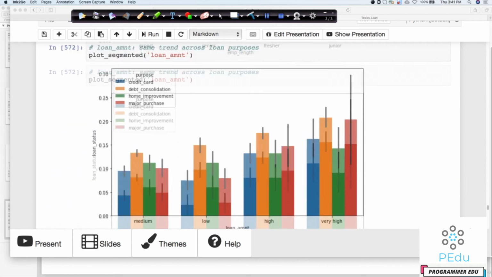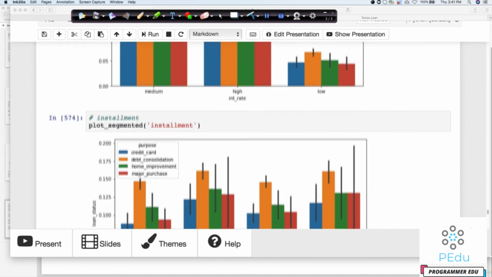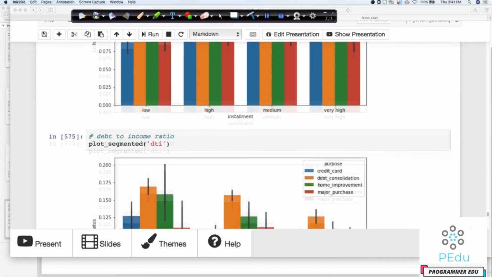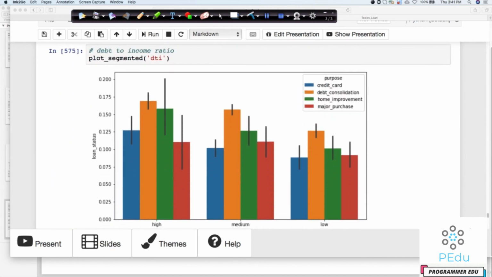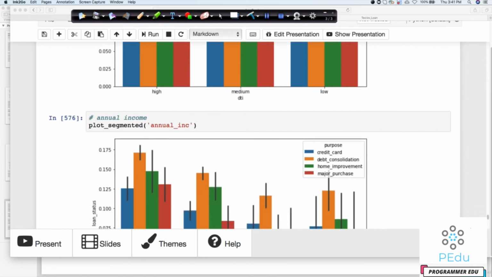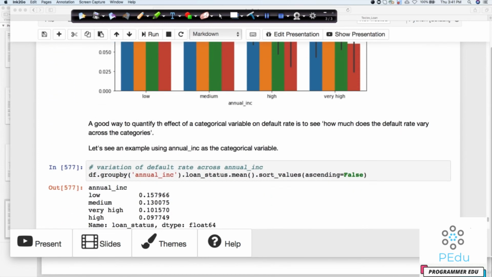Similarly, I'm going to do it for loan amount, for interest rate, for installment, for DTI, debt to income ratio, and for annual income. And basically this is the way we can do it. But till how much will you keep on doing it, right? It's very difficult to do that. How about if we can get some numeric value for doing it?